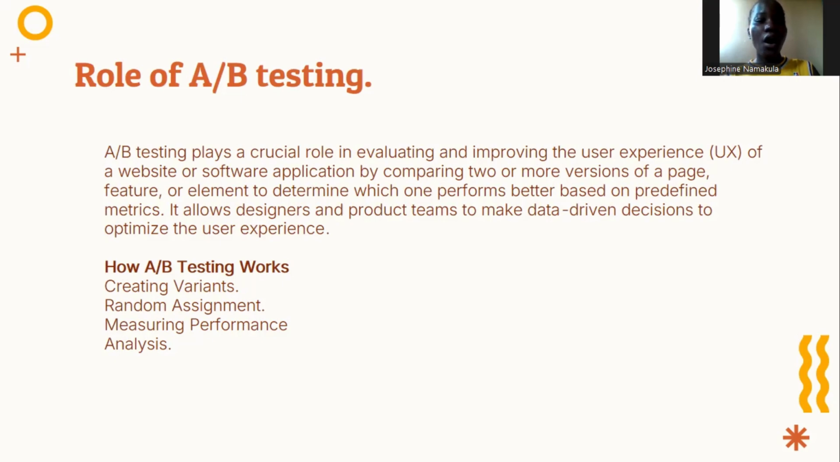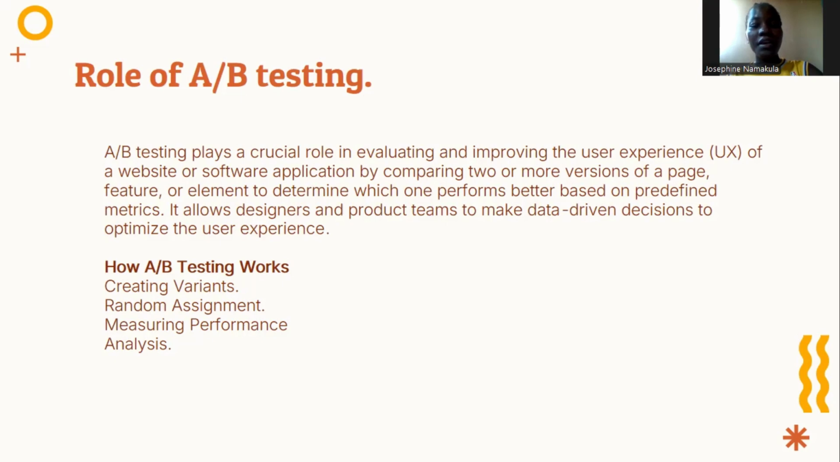So how does A/B testing work? First of all, we create variants. Two variants, say A and B, are created, where version A is the control, which is the existing design, and version B is the variant, which is the modified design element. Sometimes there are more variants in A/B testing. So there is random assignment. Users are randomly split into groups, with one group seeing version A and the other group seeing version B. This ensures a fair comparison without bias.